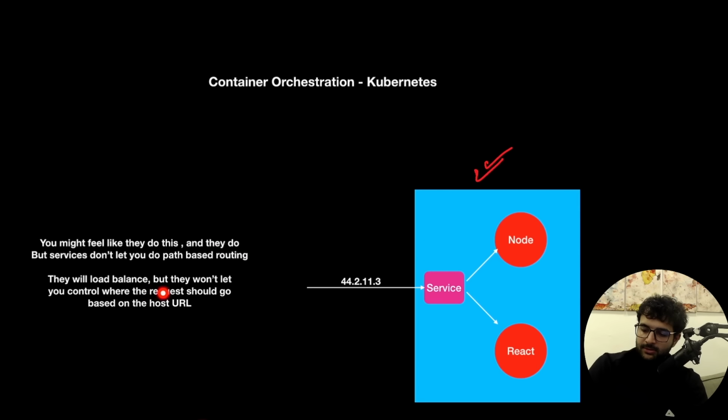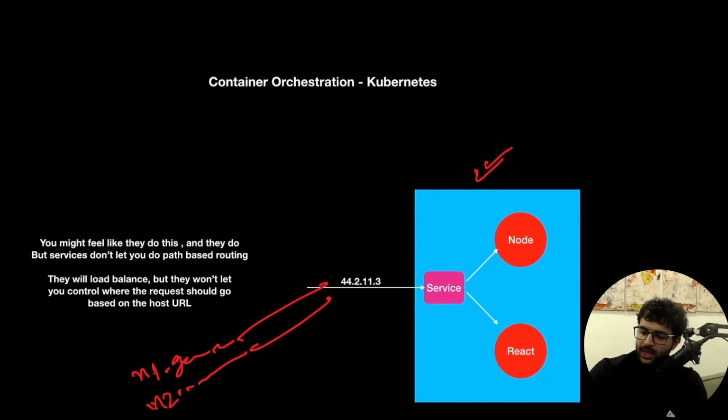They will load balance, but they won't let you control where the request goes. If you create a service and hit it from different URLs, which you can do, you can register both n1.google.com and n2.google.com, so on and so forth. You can expose all of them to point to the same IP.